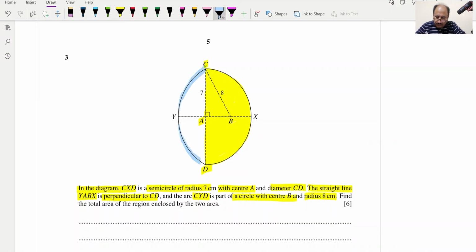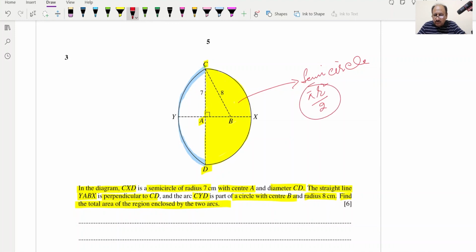This arc has center B and radius 8, and the task is to find the total area of the region enclosed by the two arcs. So what will be our strategy? Our strategy will be to calculate the area of this semicircle. This is a semicircle, and we will use the formula pi r squared by 2. The radius is given, so we can replace it and find the area.